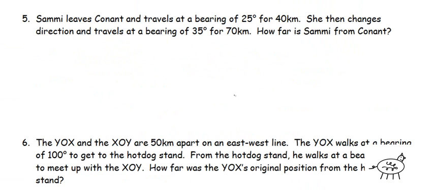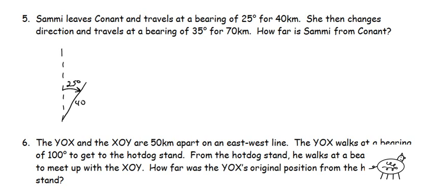All right, number 5, Sammy. Good old Sammy. Sammy leaves Conant and travels at a bearing of 25 degrees for 40 kilometers, or as we like to say, kerfometers. She then changes direction. Okay, so let's start here. She leaves Conant and travels at a bearing of 25 degrees. Okay, and this is 40 kilometers.